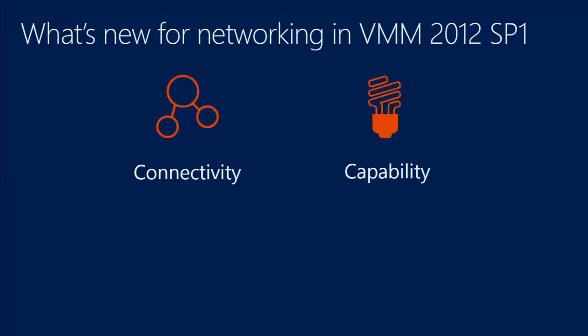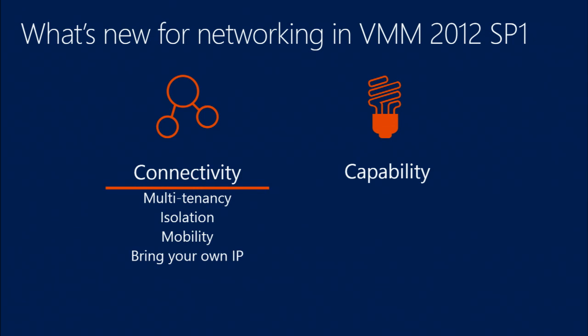All right, so a quick recap of what we did in 2012 SP1. We really focused on breaking the features down into connectivity and capability. By connectivity, it's all about how you expose your networks and establish the ways that different VMs can talk to each other. You want to make sure that you can have multiple tenants in an environment and their VMs can't talk to each other, so they need to be isolated.